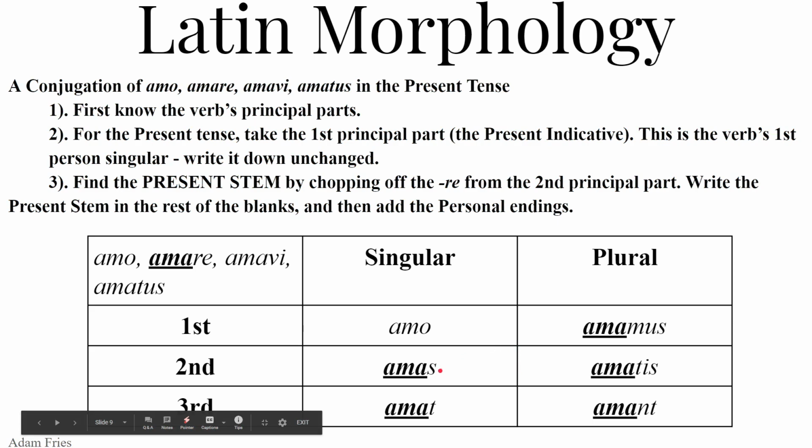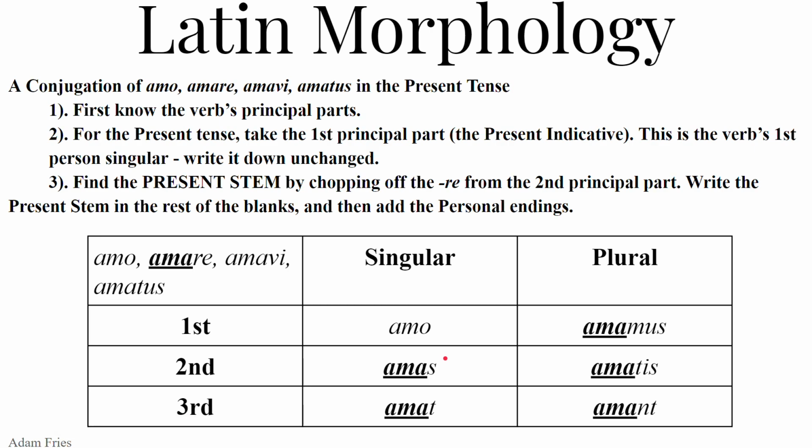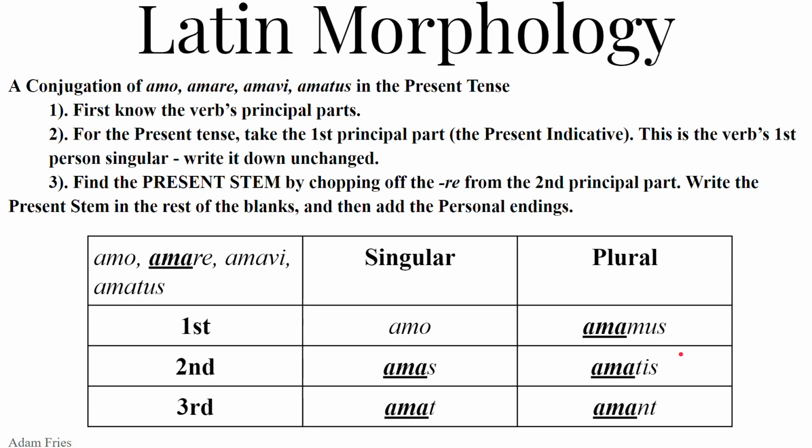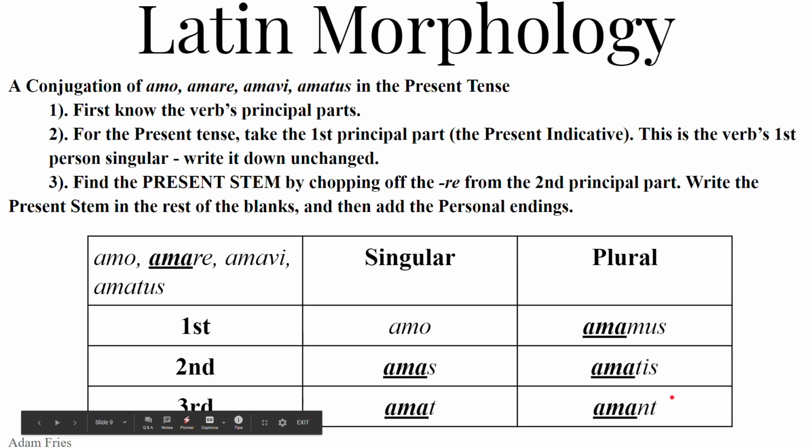S tells us that you, second person singular, you, thou, are doing the action. T tells us third person singular, he, she, it is doing the action. Mus tells us first person plural, we are doing the action. Tis tells us second person plural, ye, y'all, you plural are doing the action. And unt tells us the third plural, they are doing the action.